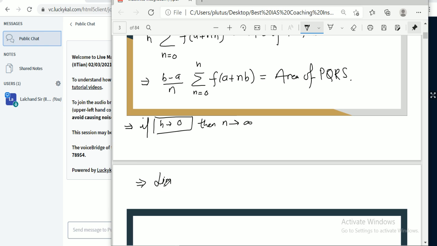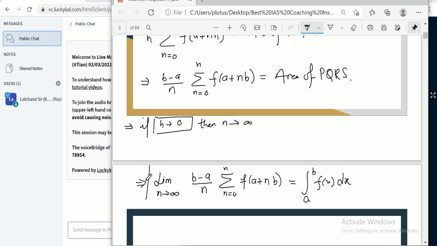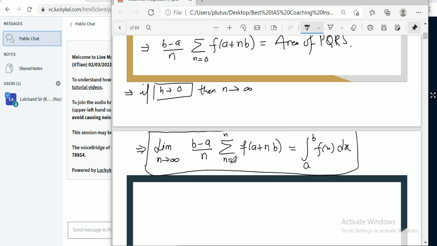the limit as n tends to infinity of (b minus a) divided by n times sigma of n from 0 to n of f of (a plus nh) is equal to the area from a to b of f(x) dx. This is known as the area integral in the form of a limit. This is how we convert the area into the sum of a limit. This is a very important equation.